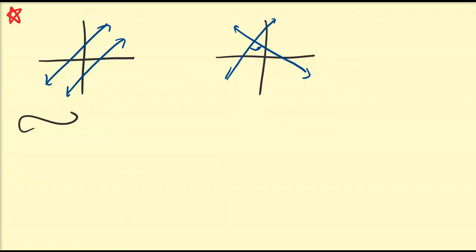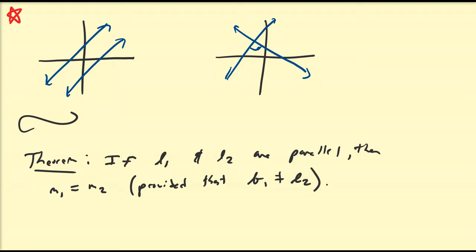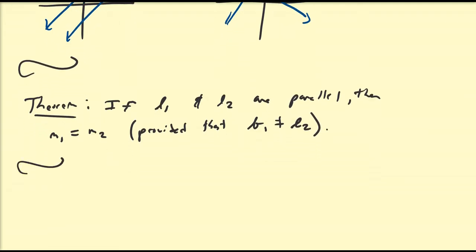Alright, so let's formally state the theorem associated to parallel lines. If L1 and L2 are parallel, then the slopes M1 is equal to M2, provided that their vertical intercepts B1 and B2 are not equal to each other.